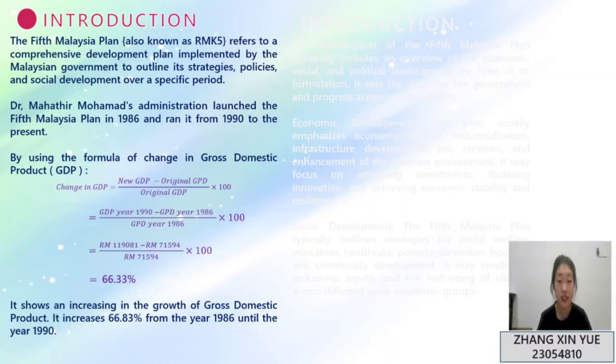Introduction. The Fifth Malaysia Plan, also known as RMK5, refers to a comprehensive development plan implemented by the Malaysian government to outline its strategy, policies, and social development over a specific period. Dr. Mahathir Mohamad's administration launched the Fifth Malaysia Plan in 1986 and ran it from 1990 to the present. By using the formula of change of the gross domestic product (GDP), it shows an increase in the growth of gross domestic product. It increased 66.83% from the year 1986 until the year 1990.